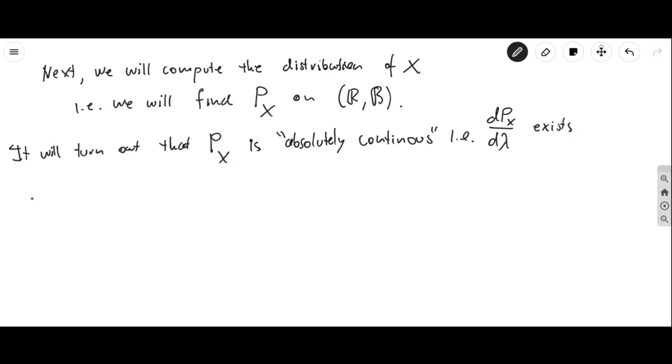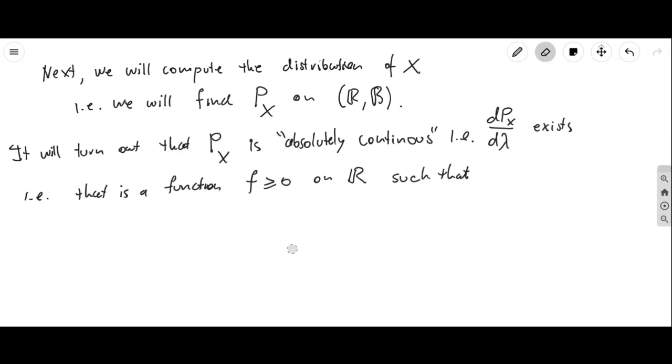So what does that mean? That means there is a function f, that's non-negative on the real line, such that, so this function is called the Radon-Nikodym derivative of this measure with respect to the Lebesgue measure, such that the probability on any event, on any Borel set, can be calculated by integrating f over that Borel set with respect to the Lebesgue measure. So that's what we're claiming. We can find such a function that will do that for you. That's what it means to be absolutely continuous.